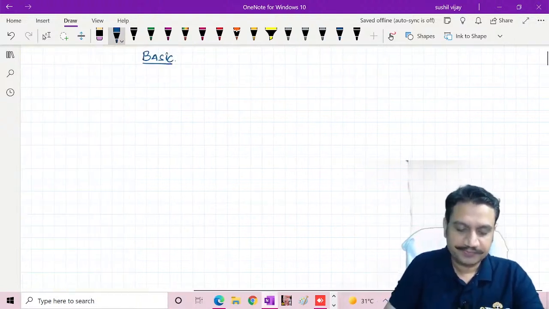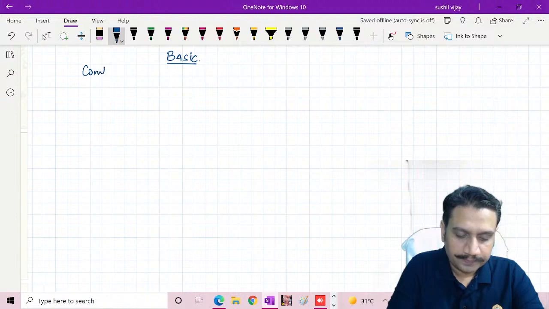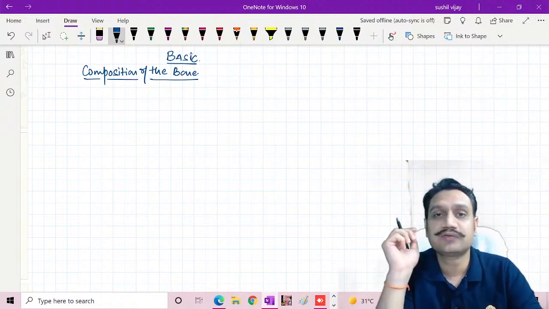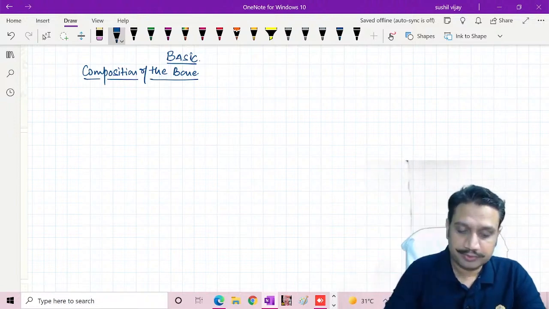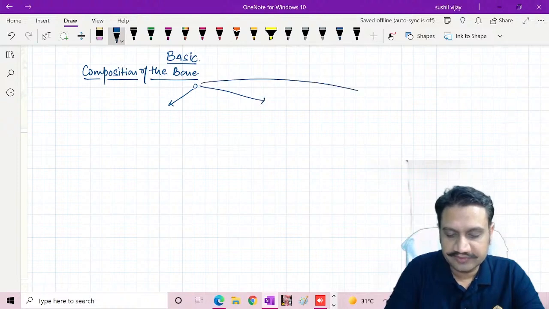If we talk of the basics, when you talk about the composition of the bone, normally when I teach orthopedics, I always take the structure of the bone into consideration. But here I am going to take up the composition of the bone. Bone is broadly made up of three things.